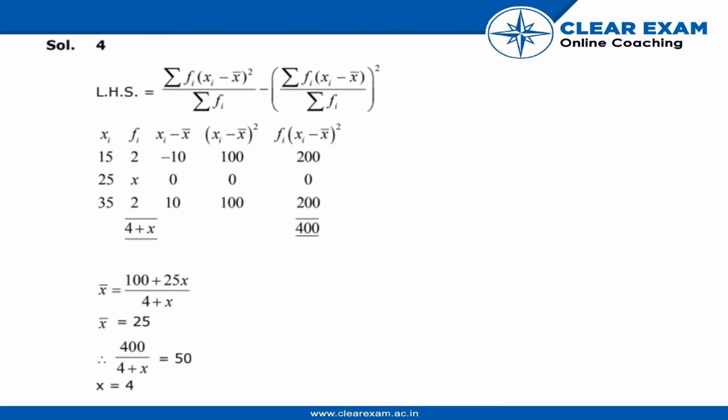So this is the solution. This is the formula given for the variance, which is sigma fi (xi minus x bar) whole square upon sigma fi. Now we would create this frequency distribution table, and we would write the value of x and the value of f.